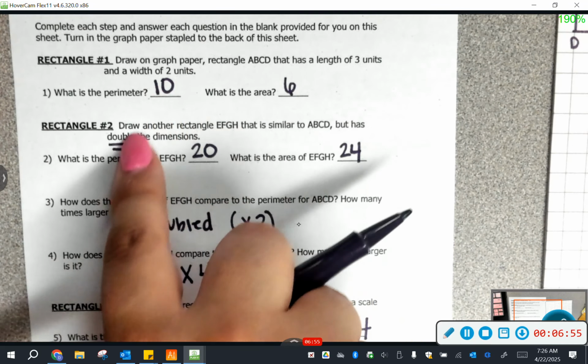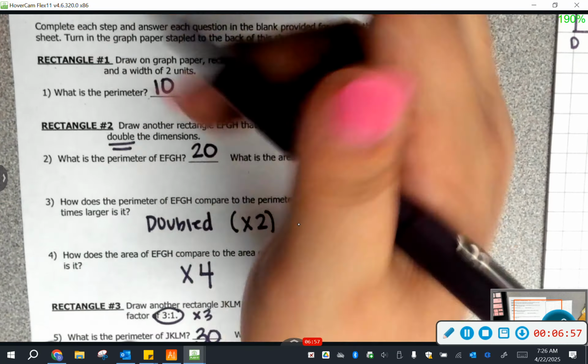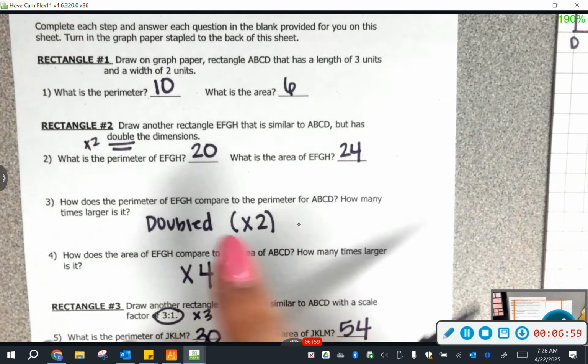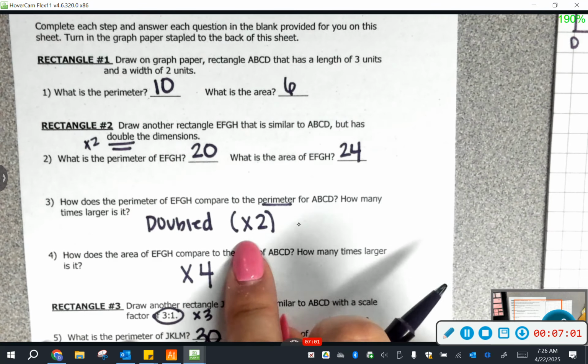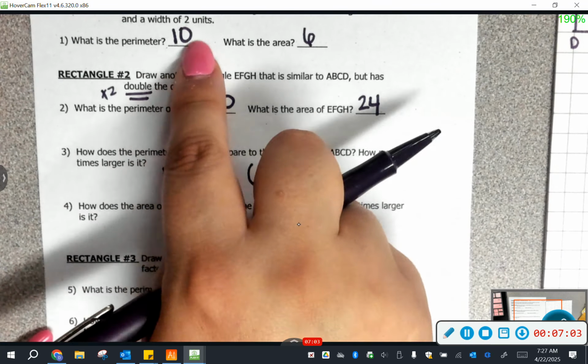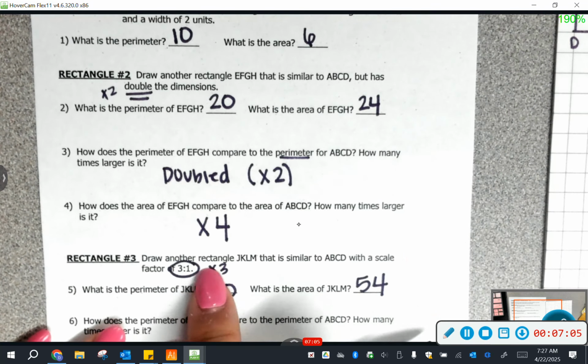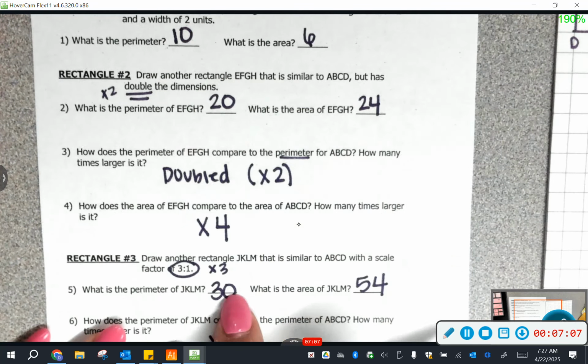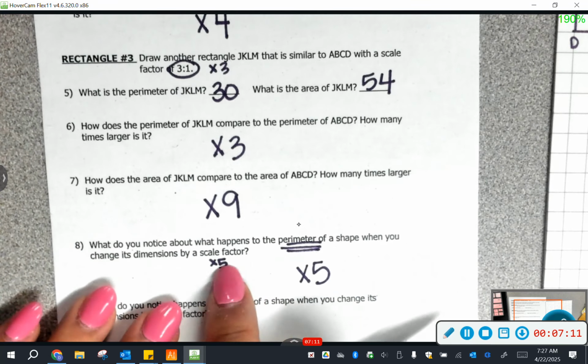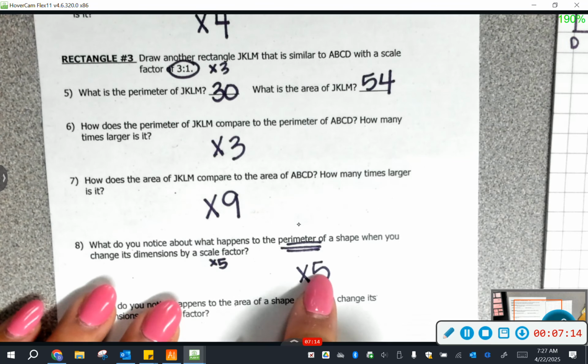Look, right here we doubled. What does double mean? Times 2. What happened to my perimeter the first time? Times 2. Right here we tripled. Times 3. What happened to my perimeter? Times 3. So for perimeter, whatever your scale factor is, that's what happens to your perimeter. You multiply by the same thing.